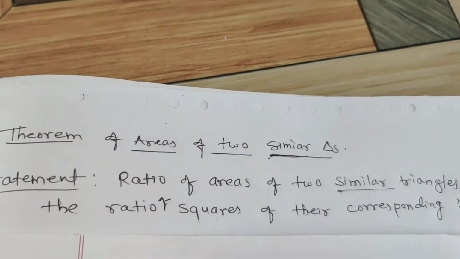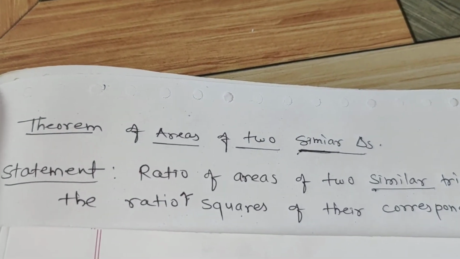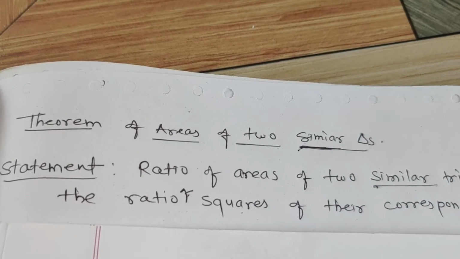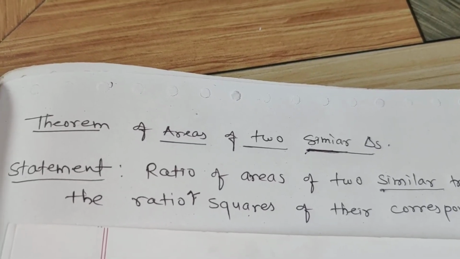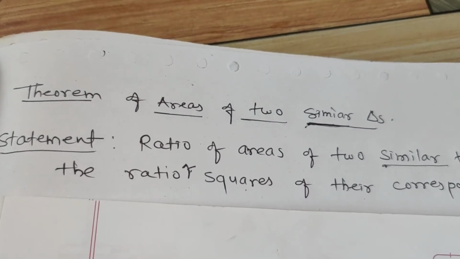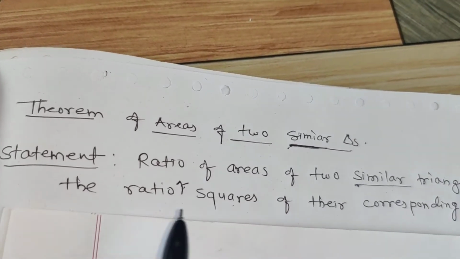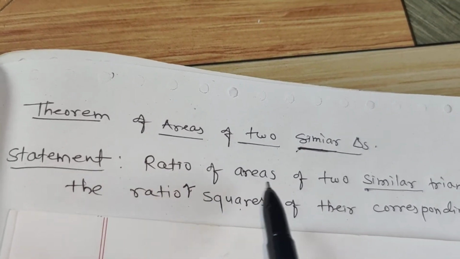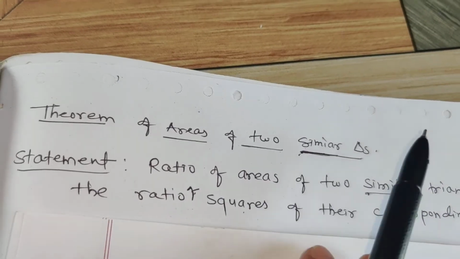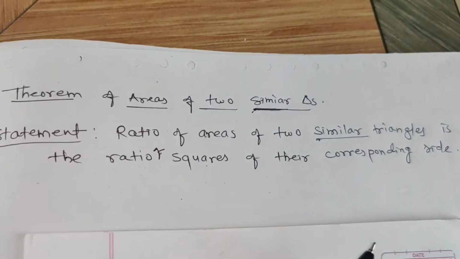Earlier we just knew that the corresponding sides of two similar triangles are proportional. We knew that, but we never saw the ratio of areas of two similar triangles. So we are just going to study that. This is new for all of us.